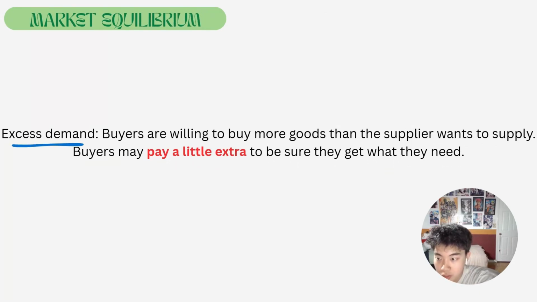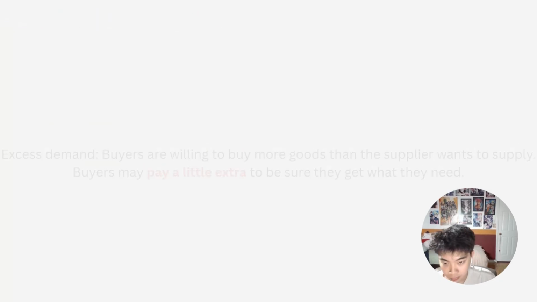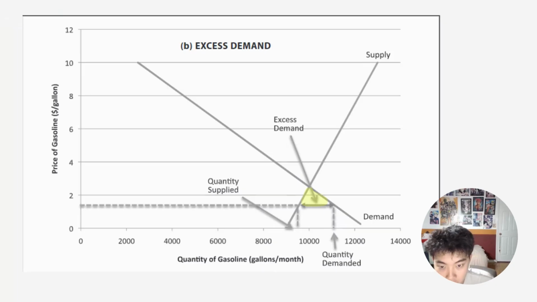And the opposite would be excess demand. So instead of suppliers, buyers are willing to buy more goods than the supplier wants to supply. There's too much demand and too little supply. Buyers may pay a little extra because, like I said before, the supply is low, so they're paying a little extra to be sure they get what they want or need. And graphically, it's in this region where we have more demand, this time on the right, and less supply.